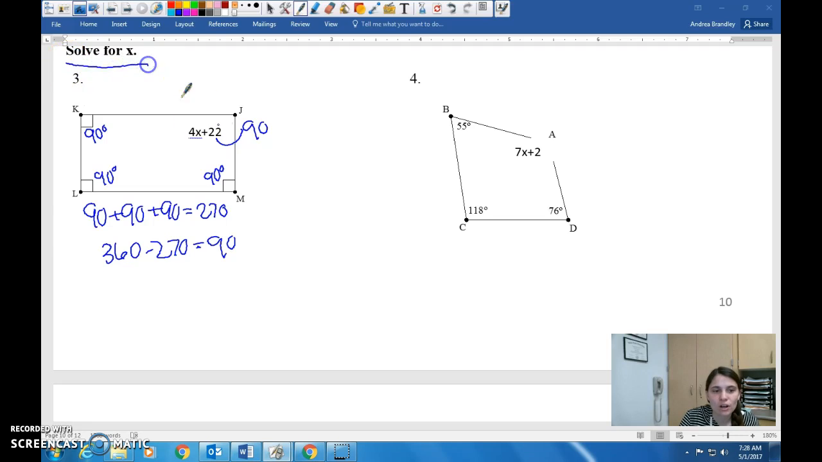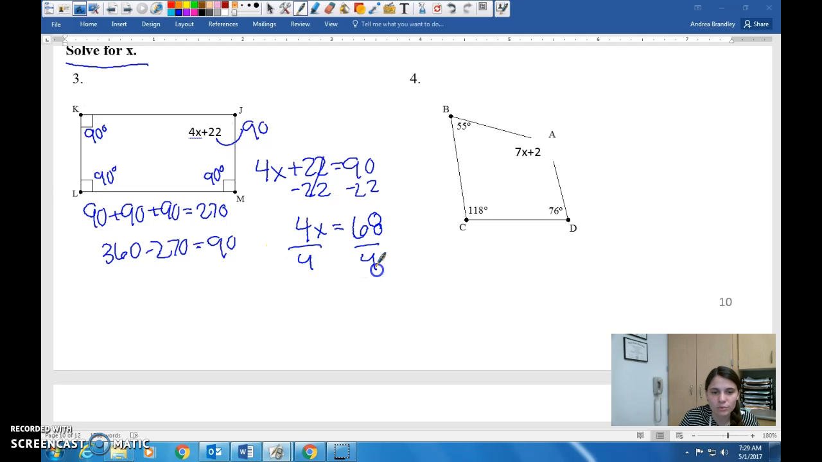But this asks me to solve for x. So 4x plus 22 equals 90. Then I can go ahead and minus 22 from both sides, and 4x is equal to 68. And then if I divide by 4 on both sides, x equals 68 divided by 4, which is 17. So x equals 17.